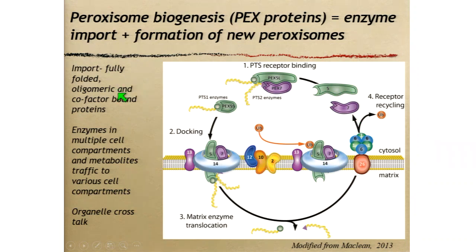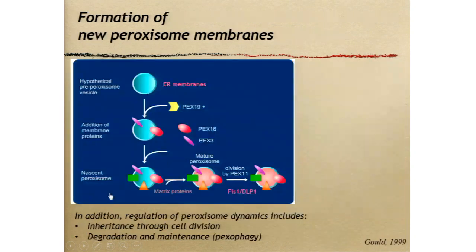And in peroxisome matrix protein import, peroxisomes can import fully folded proteins, and so this is a dynamic pore here that can open very widely, it is thought. It's also important to know that some of these enzymes are shared between different cell compartments, and that there's a large amount of organelle crosstalk that we're just beginning to learn more about. And then the other process is the formation of new peroxisome membranes. And this is an old slide, but it gives you the basic idea here, which is that the peroxisome membranes come from ER membranes.